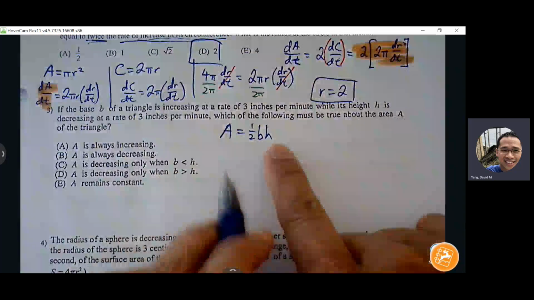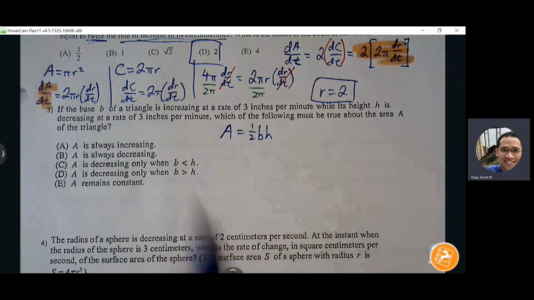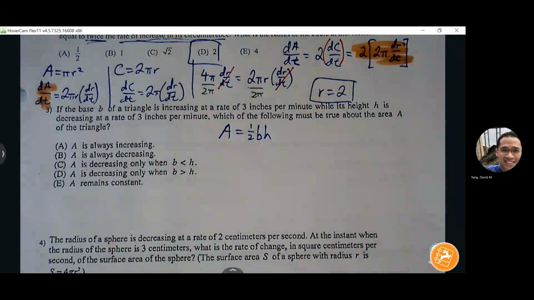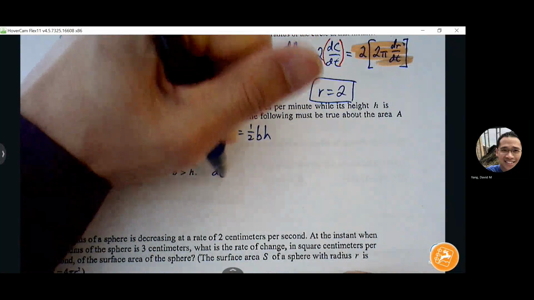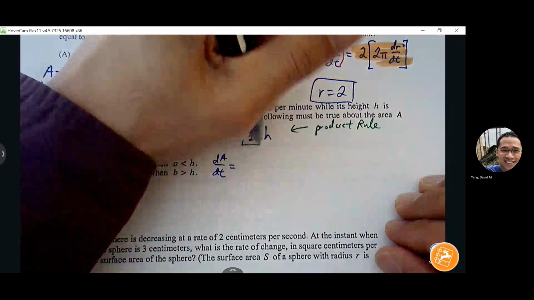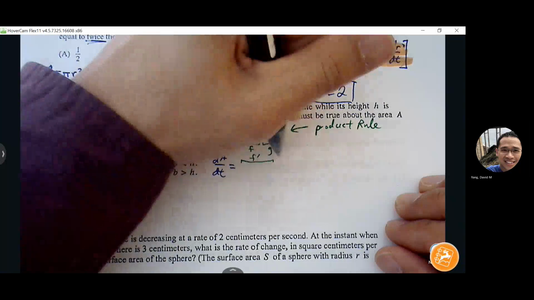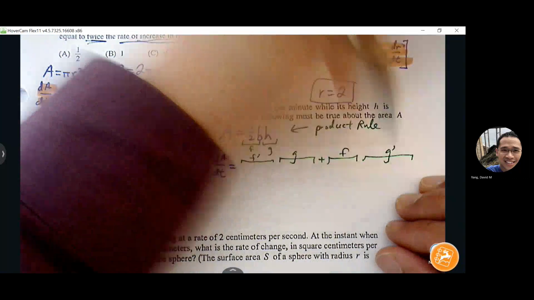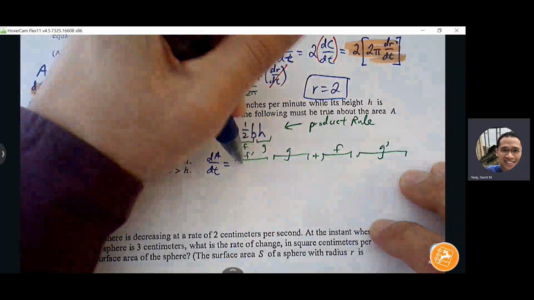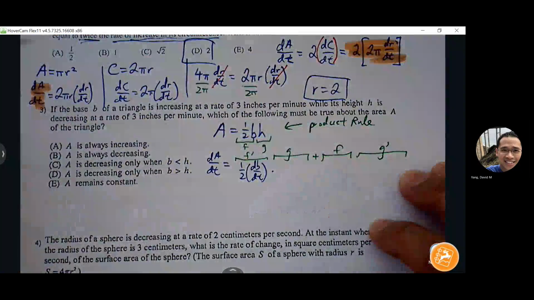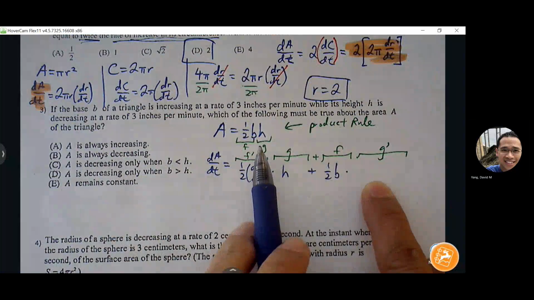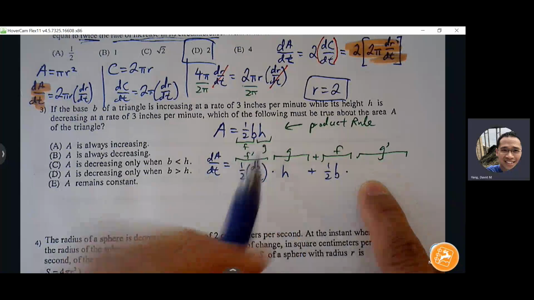If I do want to find the derivative, dA dt, what has to be involved here? Product rule. I can't just say dA dt equals 1/2 dB dt dH dt. It feels easier, but that multiplication forces us to go through product rule. F prime g plus f g prime. What's f prime for 1/2 b? Good, 1/2 dB dt. G function, no changes. F function, no changes. And what's g prime? H becomes dH dt.